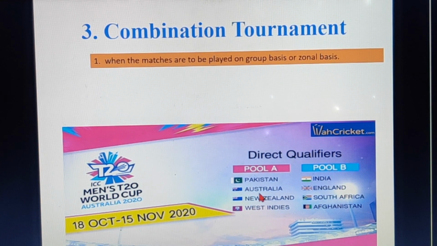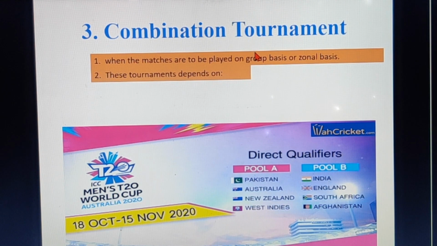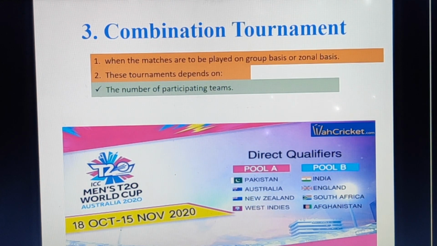So whenever you have this kind of situation, then combination tournaments come into action. Now what does it depend on? Let's see that. The tournament depends on why do we have it and when do we have it. There are two situations. One is the number of participating teams. Now I'm sure many of you might have heard about zonal tournaments. So zonal, you might have heard in CBSE. CBSE has its zonals, and also there are other sports which have zone wise tournaments.